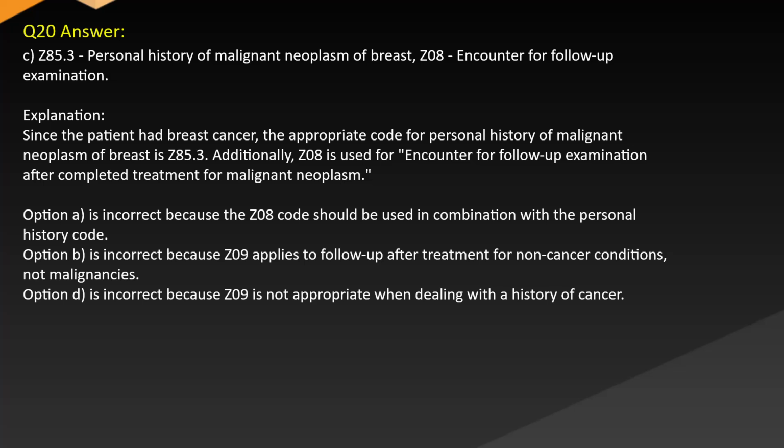Answer C is Z85.3, personal history of malignant neoplasm of breast, and encounter for follow-up examination. Explanation: since the patient had breast cancer, the appropriate code for personal history of malignant neoplasm of breast is Z85.3. Additionally, Z08 is used for encounter for follow-up examination after completed treatment for malignant neoplasm. Option A is incorrect because the Z code should be used in combination with the personal history code. Option B is incorrect because Z09 applies to follow-up after treatment for non-cancer conditions, not malignancies. Option D is incorrect because Z09 is not appropriate when dealing with a history of cancer.